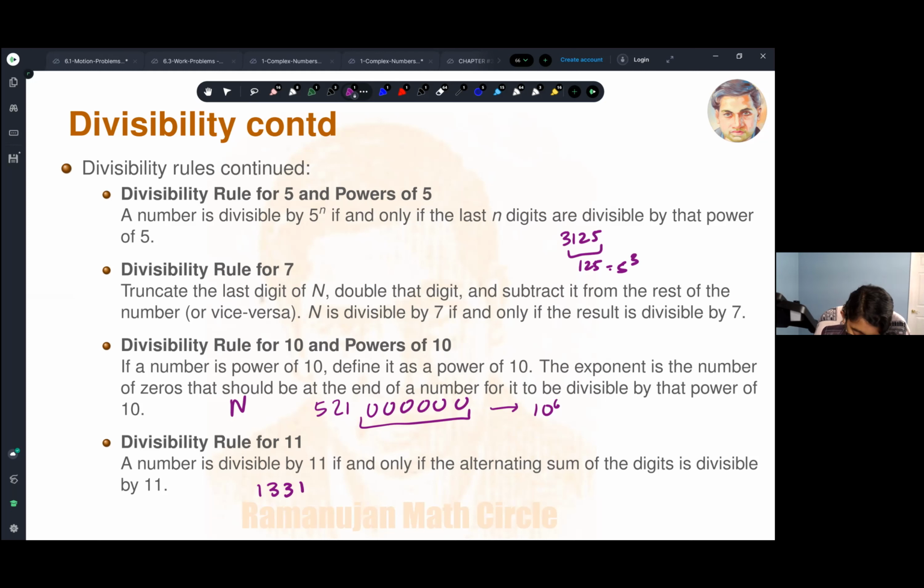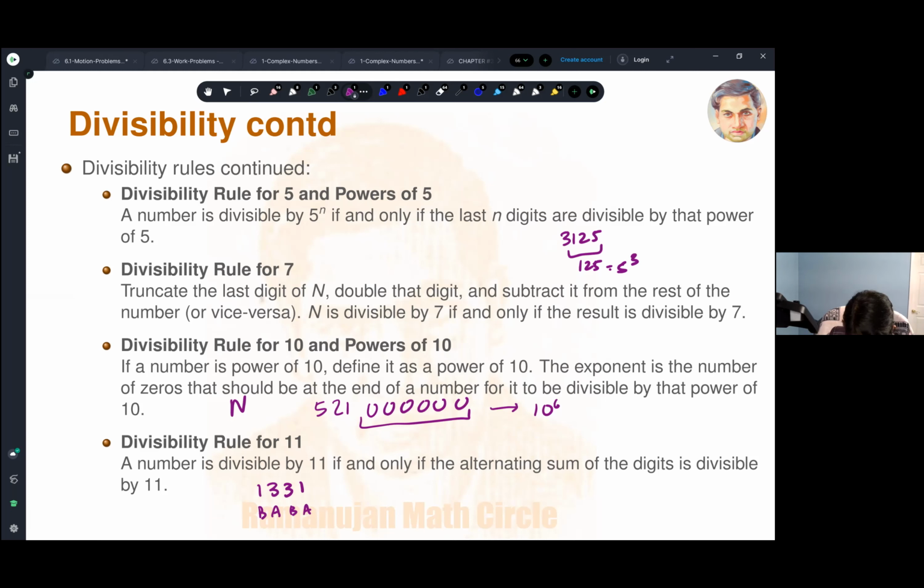So what they're saying is the alternating sum of digits is divisible by 11. So, alternating sum of digits. Let's start numbering. I'm going to go A, B, A, B. The process is you start lettering from right to left. So you go A, B, and so on and so forth.